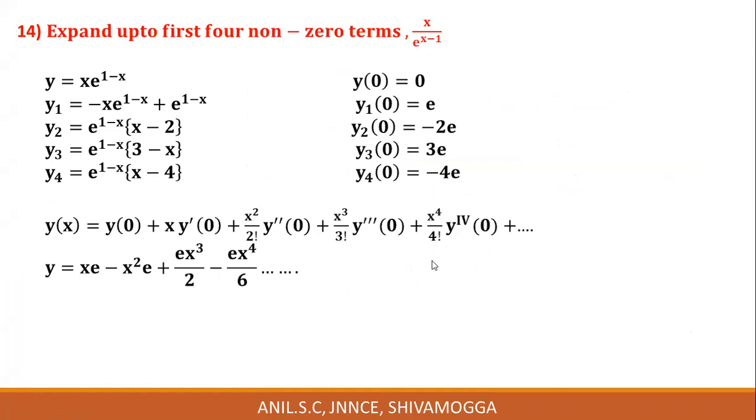Next. This is a question paper problem. Expand up to 4 non-zero or 4 non-vanishing terms, x divided by e power x minus 1. This particular problem is a very important problem from the examination point of view.